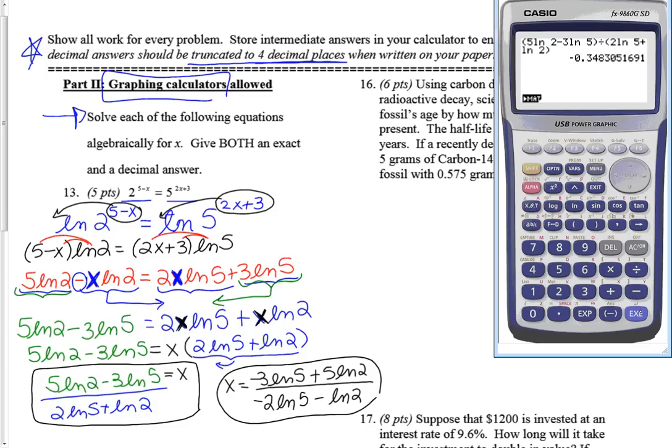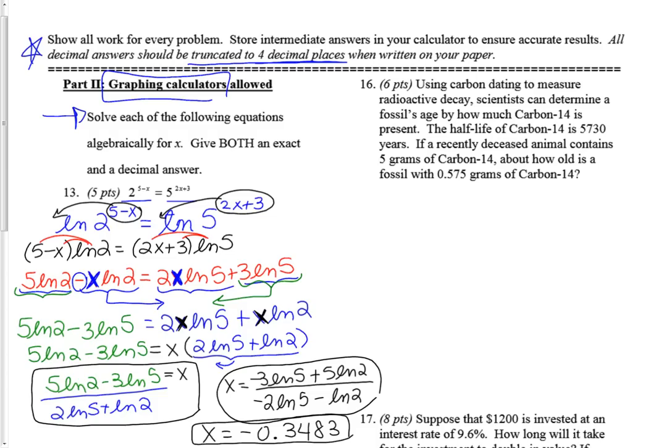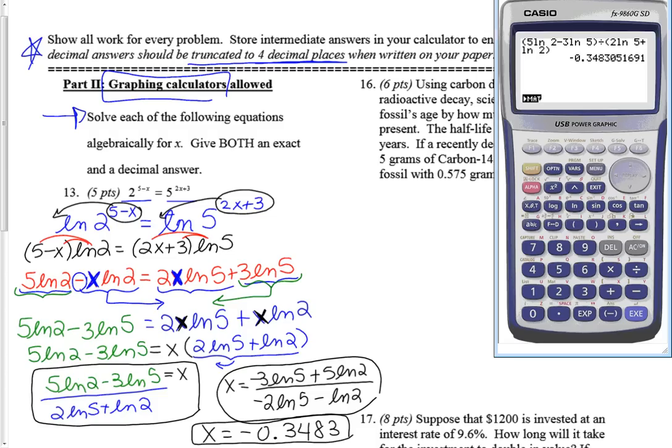And I can see that my decimal answer is negative 0.3483. So I was supposed to give that as both an exact answer and a decimal, which I've done both of those. No matter what form you got your answer in, you also should have had the same decimal.